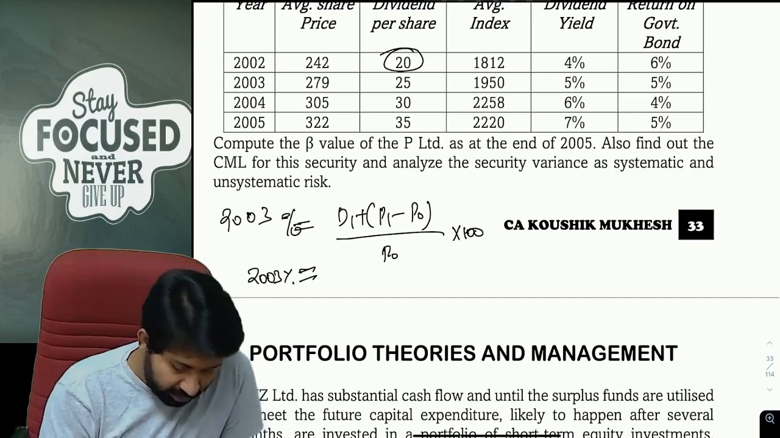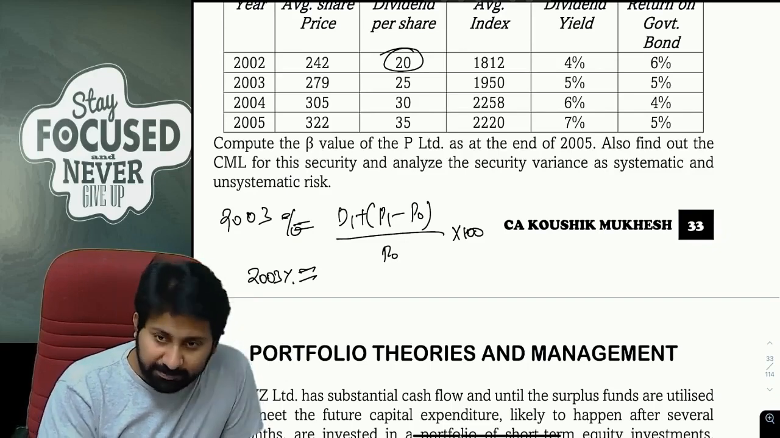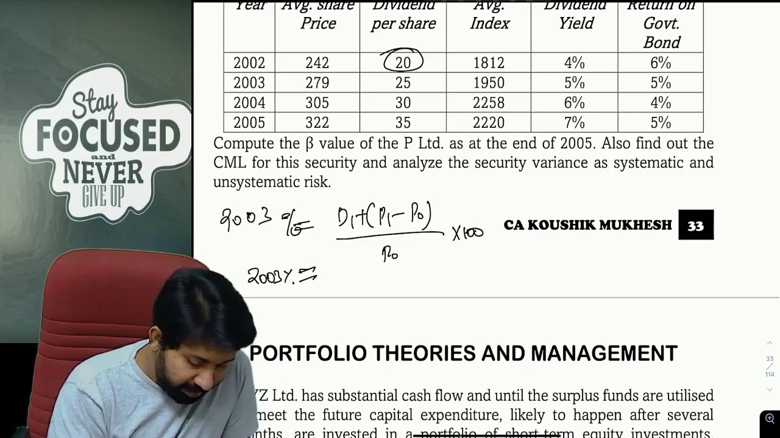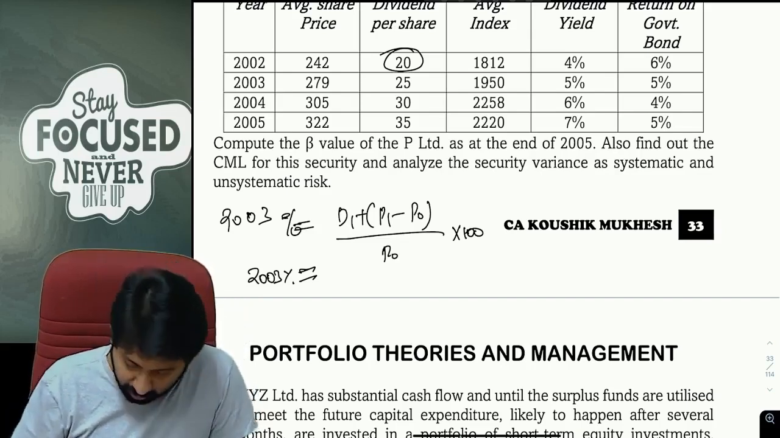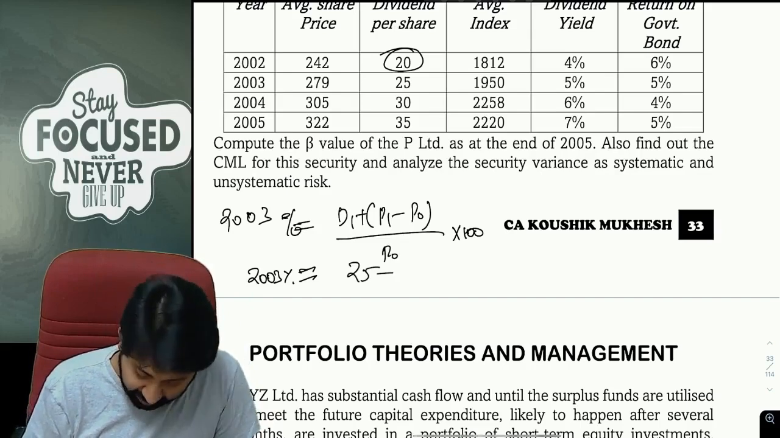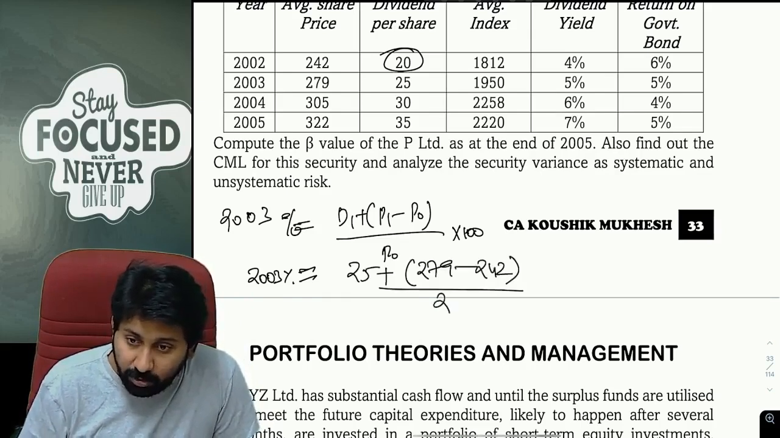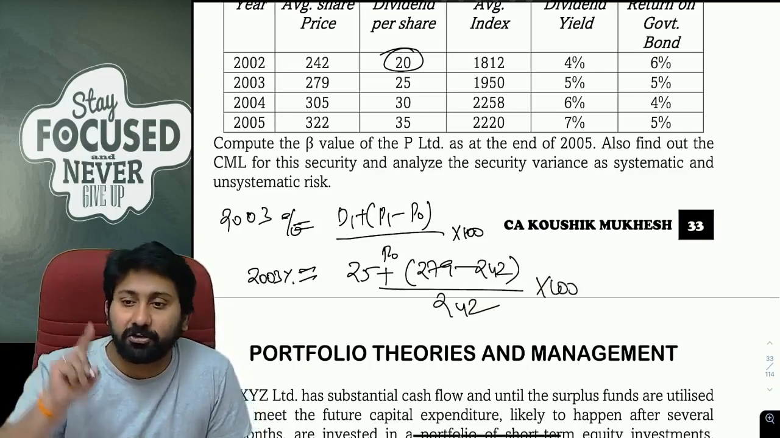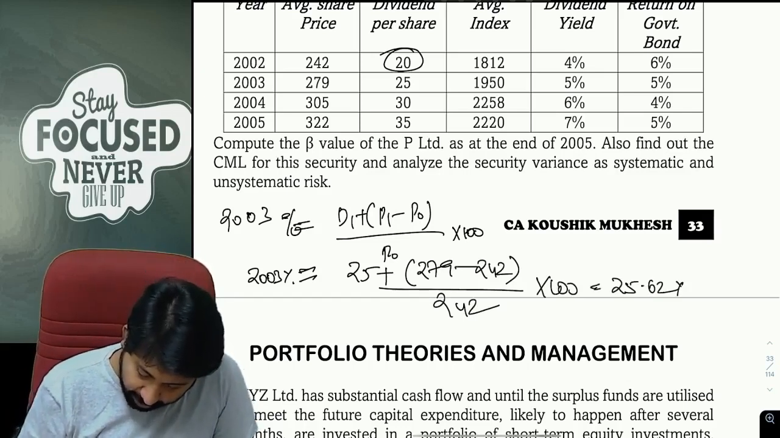So D1 is how much? 25. Don't take 20. D1 plus P1, 279, minus P0, whole divided by 242, into 100. How much? 25.62. How did I calculate? 25 plus 279 minus 242, whole divided by 242, into 100. For that, the 2002 information is given. So this comes to 25.62%.